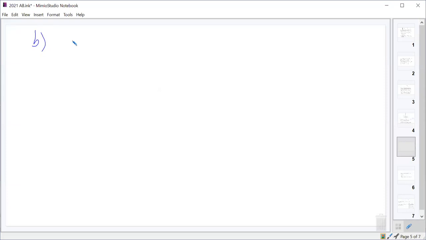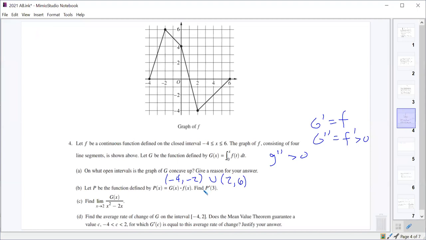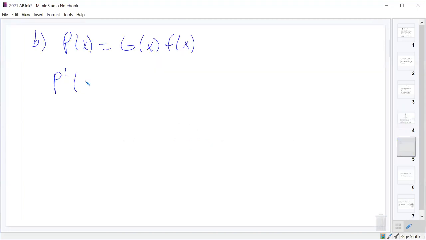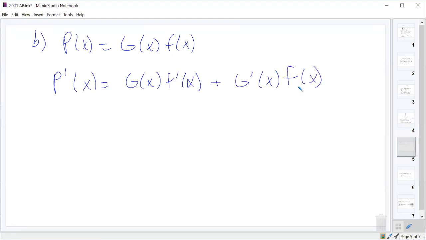Part B gave us a new function, capital P of x, which was g, was it g of x times f of x? Yeah. We want to find p prime at 3. So first, let's write an expression for p prime of x. We'll do that using the product rule. So g of x, f prime of x, plus g prime of x, f of x. Everybody good with the expression for p prime? Evaluating at 3 gives us g of 3, f prime of 3, plus g prime of 3, f of 3.